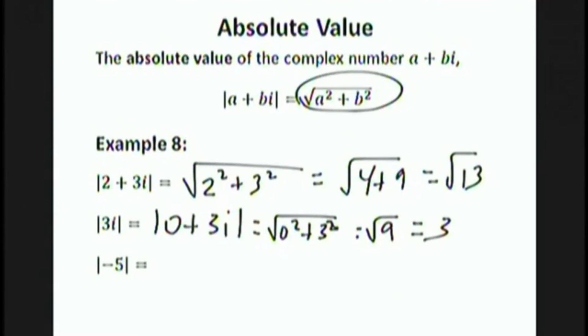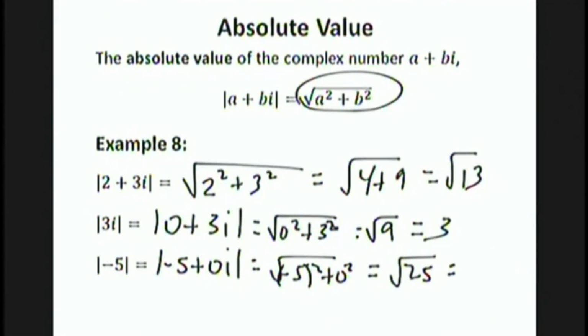And the absolute value of negative 5, well, that could be written as negative 5 plus 0i, which is the square root of negative 5 squared plus 0 squared, which is the square root of 25, or 5. Note that for real numbers, this definition of absolute value agrees with the definition of absolute value that we already know for real numbers.